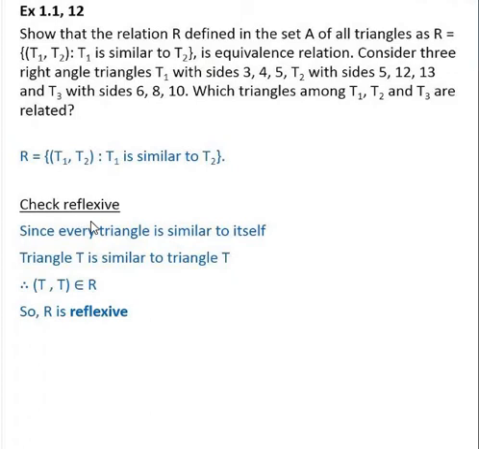For reflexivity, since every triangle is similar to itself, we can say that triangle T is similar to triangle T. Each and every triangle is similar to itself. So we can say that (T, T) belongs to R and therefore R is reflexive. If you select any element from set A, that element will be one triangle, and that triangle will always be similar to itself. Therefore, this relation is reflexive. Now let us check symmetry.